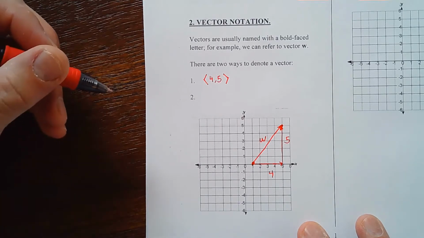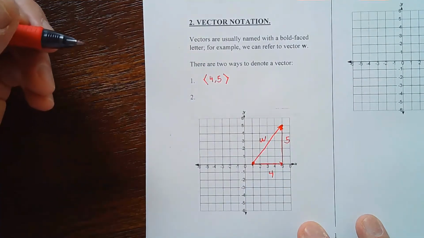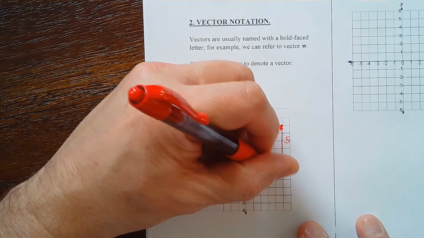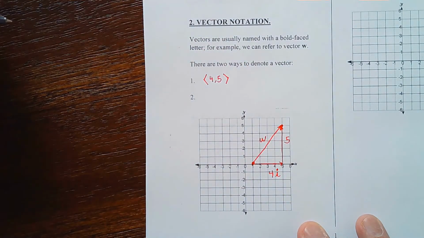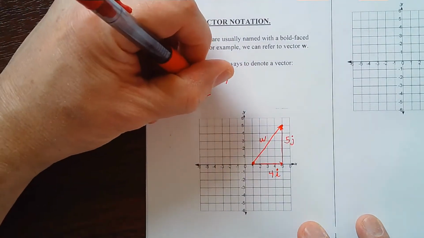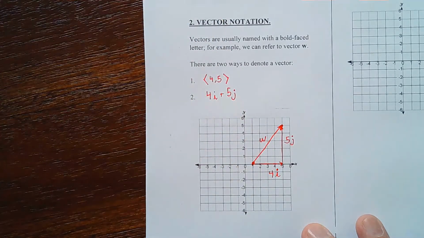Now, here's where it gets a little bit more complicated or interesting. Usually the horizontal and the vertical components are given their own letter. Usually we'll have the letter I to represent the horizontal component and the letter J to represent the vertical component. So this vector can also be notated 4I plus 5J. The I and the J would be in bold-faced letters to tell you it's a vector. But again, in an ACT problem, they'll always tell you that it is a vector.